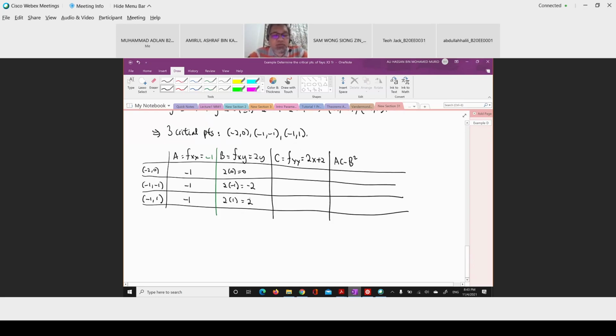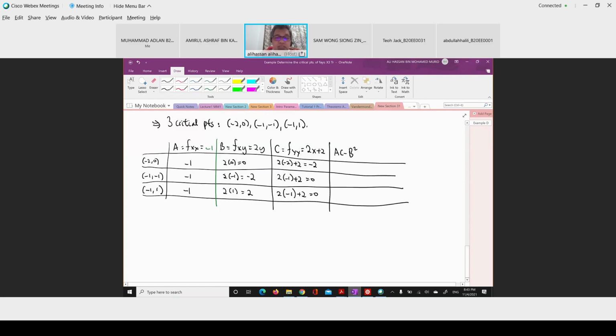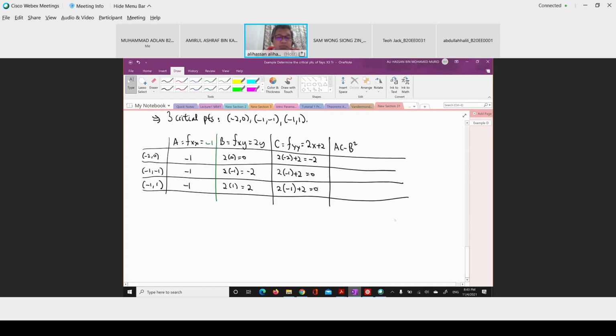Now we evaluate the values of C for each critical point. For the first critical point, x is minus 2, so we have 2 times minus 2 plus 2, equal to minus 4 plus 2, which is minus 2. For the second critical point, x is minus 1, equal to 0. For the third critical point, x is also minus 1, so it's also 0.